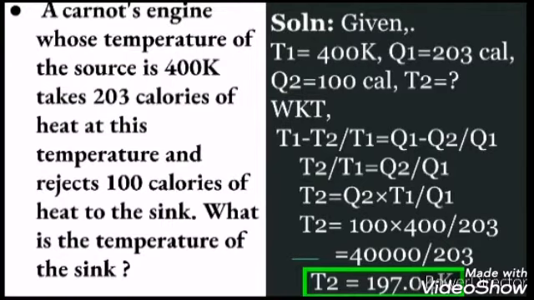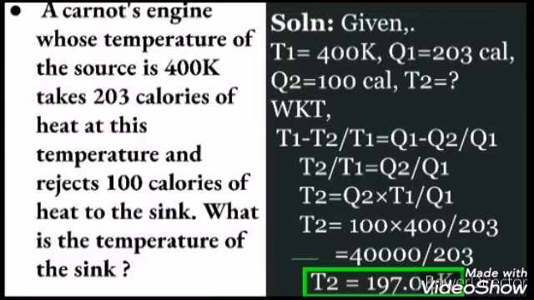A Carnot engine whose temperature of the source is 400 Kelvin takes 203 calories of heat and it rejects 100 calories of heat to the sink, but we don't know how much temperature is required to reject 100 calories of heat. Hence, we have to find out the temperature of the sink. By data, we come to know that there is temperature of source, the amount of heat transferred to the source, amount of heat rejected from the source, but we don't know the temperature of sink.